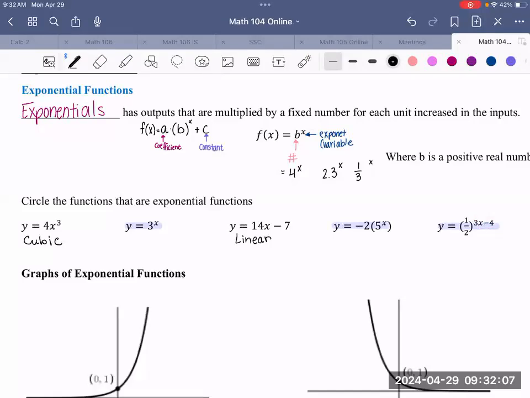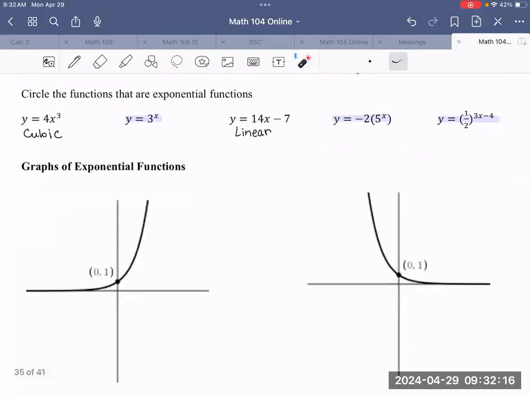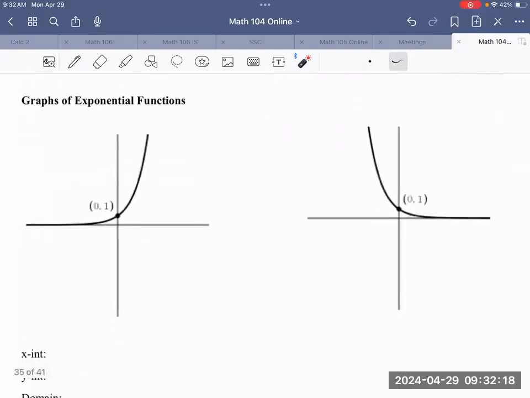Now, graphs of exponential functions, because we have not seen a variable in the exponent before, they're going to have a different looking graph than what we have seen so far. And I'm sure you guys have heard, like, it's rising exponentially, right? It is rising so quickly, or it's falling so quickly, it's decaying so quickly. So your graphs are going to look like either of these two variations.